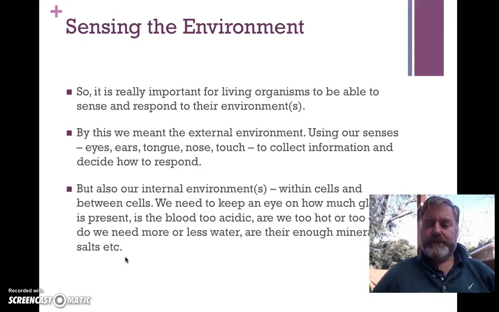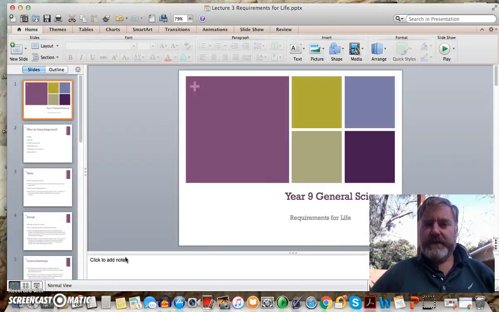Do I need more water? Am I thirsty? Do I need less water? Do I need to go to the toilet? Are there enough mineral salts? Is there enough sodium, potassium, calcium, phosphorus in my body to do the things I need? Do I need to go eat some food? So all these things are being sensed all the time, and your brain is making decisions about these things all the time. And that is the requirements of life.